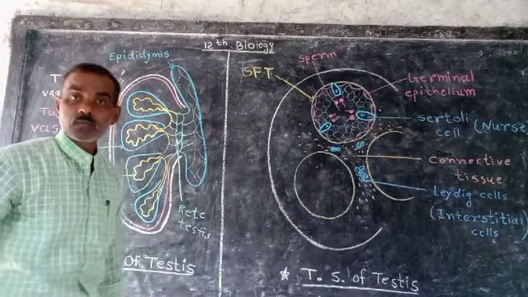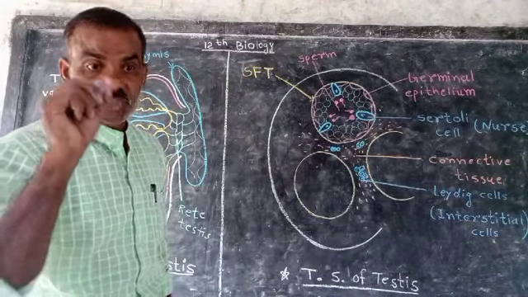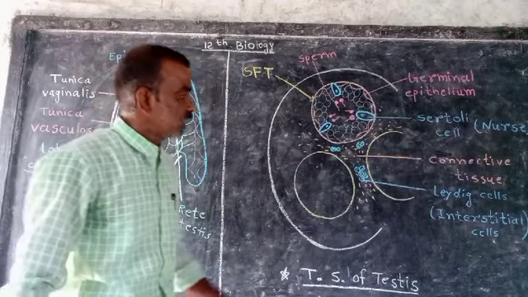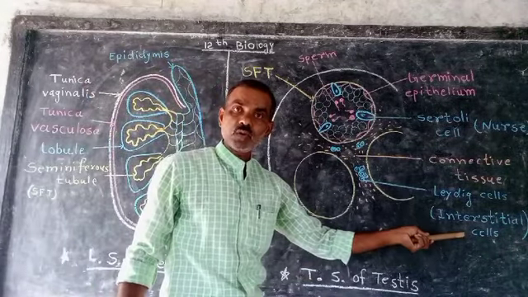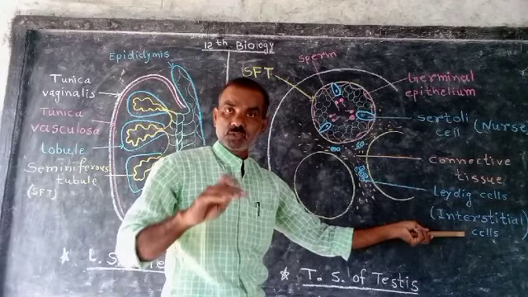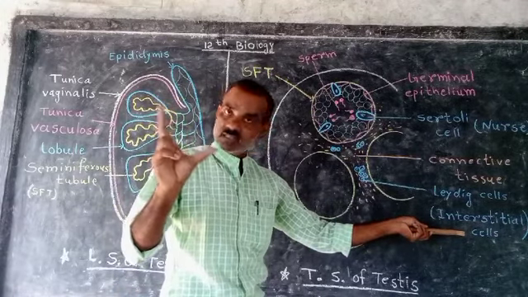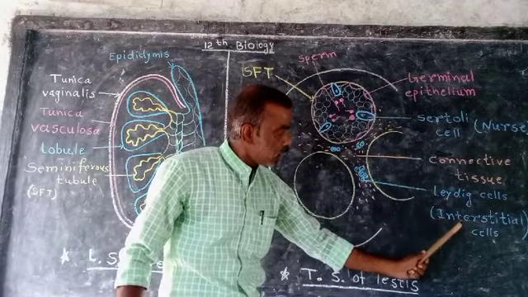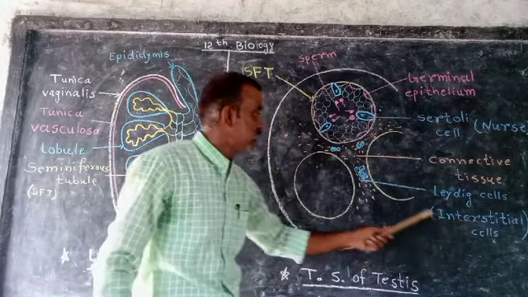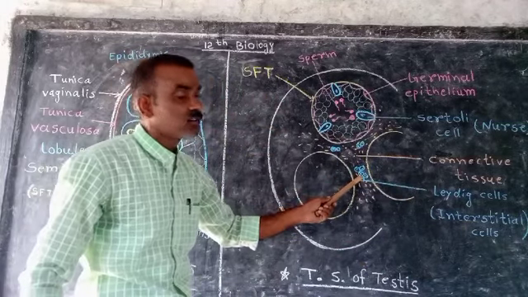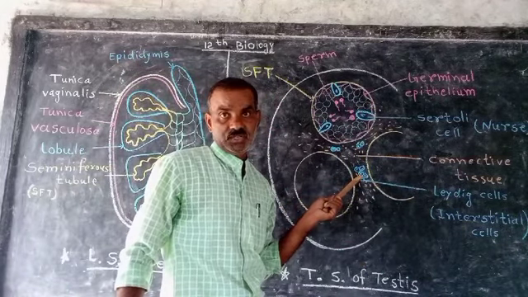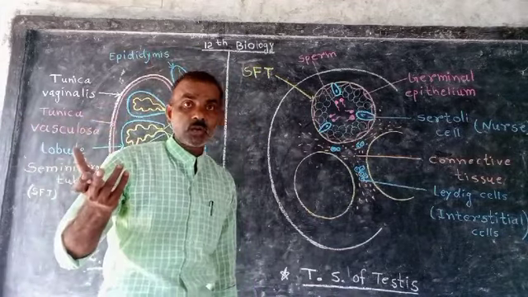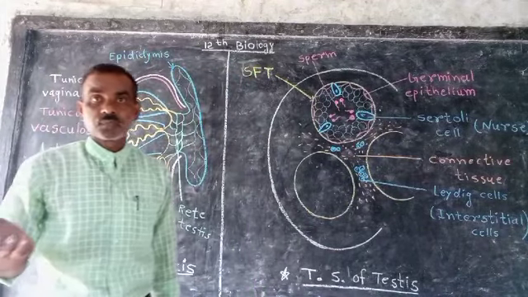Which is the male sex hormone? Testosterone, also known as androgen. Testosterone, male sex hormone, or androgen. Testosterone or androgen, same thing, is produced with the help of the Leydig cell or interstitial cell present in connective tissue of testes. What is the function of the male sex hormone, testosterone or androgen?